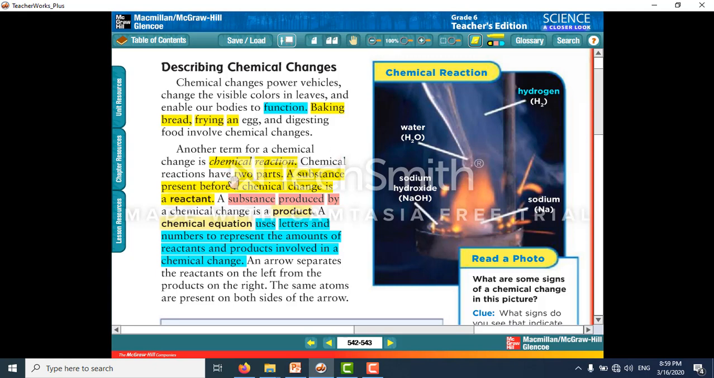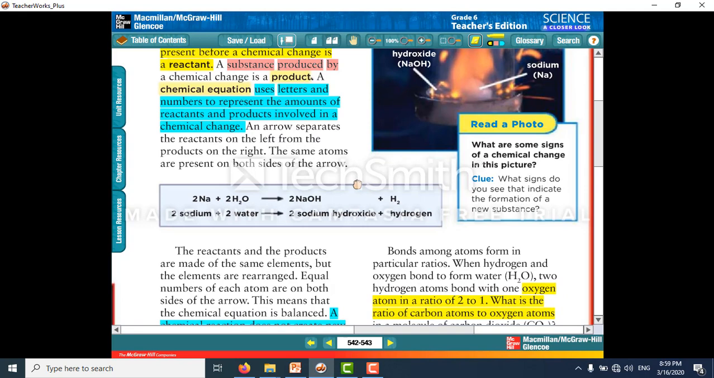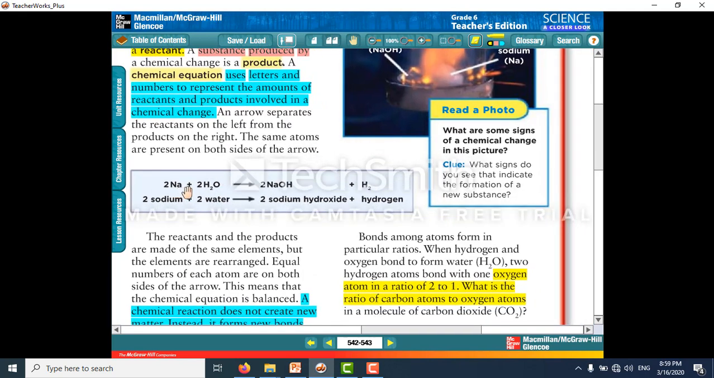A chemical reaction has two parts. Number one, a substance present before a chemical change, like here water and sodium hydroxide, and we have here hydrogen and sodium. Substances that are present before a chemical change are called reactants. They are called what? Reactants. And a substance produced by a chemical change is a product. Okay, look at this equation here. We have 2Na plus 2H2O. So these are called reactants. 2NaOH plus H2 are called products.